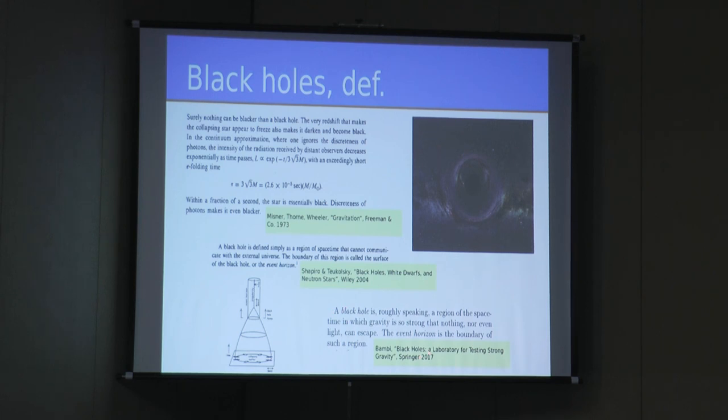And finally, from a recent book, a black hole is, roughly speaking, a region of space-time in which gravity is so strong that nothing, not even light, can escape. The event horizon is the boundary of such a region. Okay, then we saw, speaking mainly for students, that we have a situation of collapse, and a situation of formation of the event horizon, and what are those things?